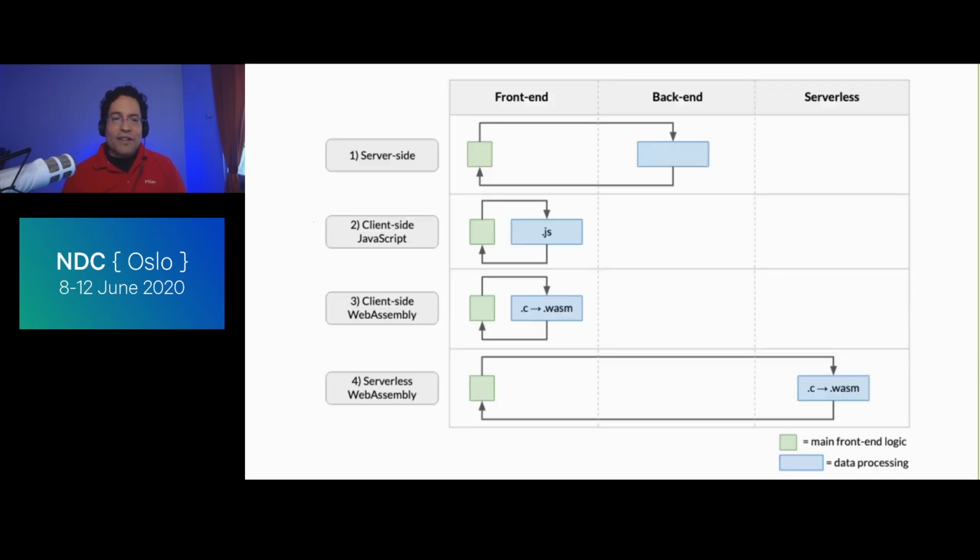So this is an illustration of the different types of options that we have. Either we can have WebAssembly running on the back end, and we call WebAssembly from the front end. We can have client-side JavaScript, or we can have client-side WebAssembly, or we can have this serverless WebAssembly that I was just talking about.